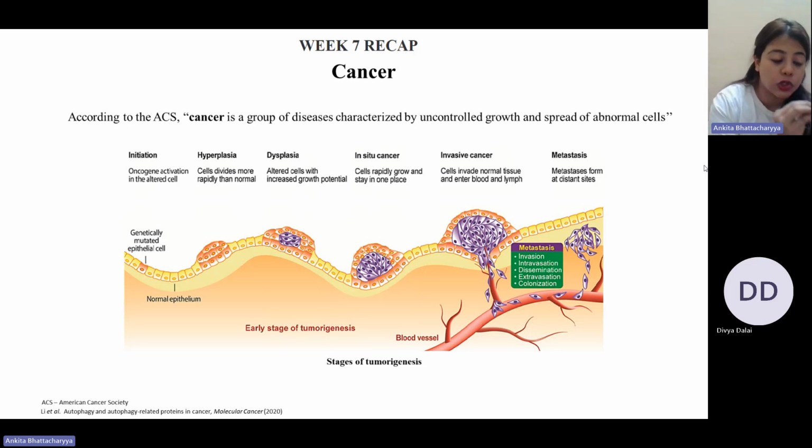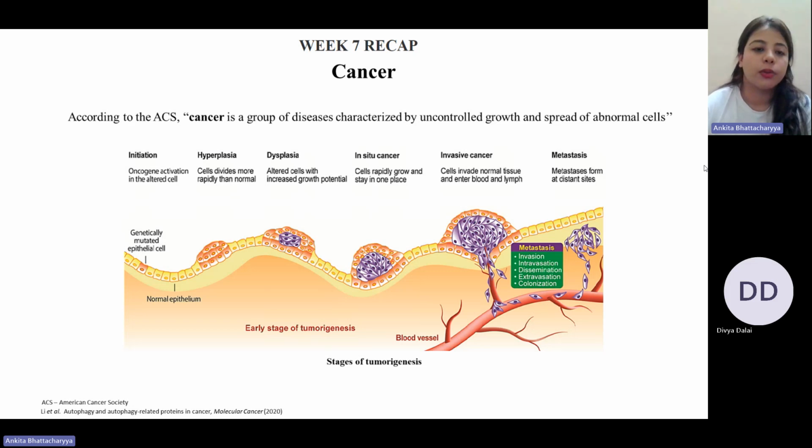That cells which were supposed to be in one tissue within one organ of the body are spreading anywhere and everywhere inside the system, and these cells are not normal. They are abnormal cells which are carrying some sort of mutation, some errors, which is what has given them this property of spreading randomly to any and every region. And therefore, the definition is composed in this manner, that it is a group of diseases characterized by uncontrolled growth and spread of abnormal cells.